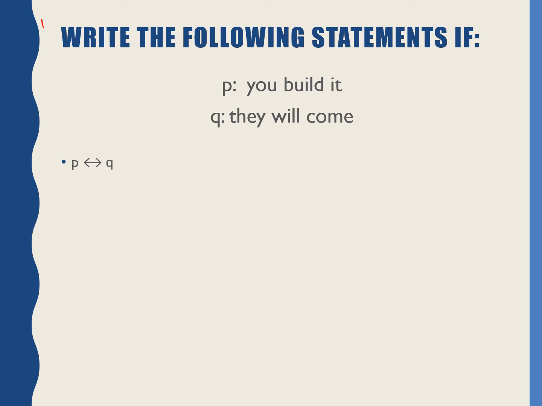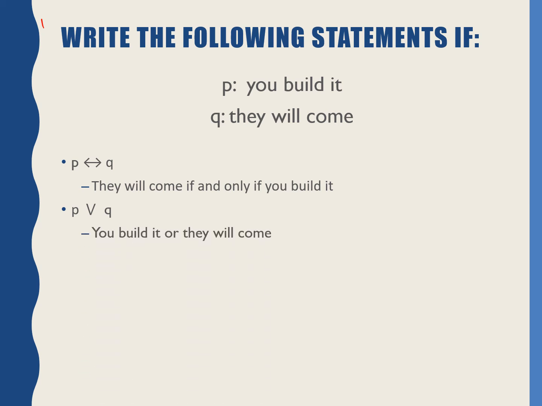So let's practice with our symbology. The double arrow, remember, means if and only if. So this is they will come if and only if you build it. The next question, the upside down V, is an or statement. So you build it or they will come. And the last is an and statement. So you will build it and they will come.